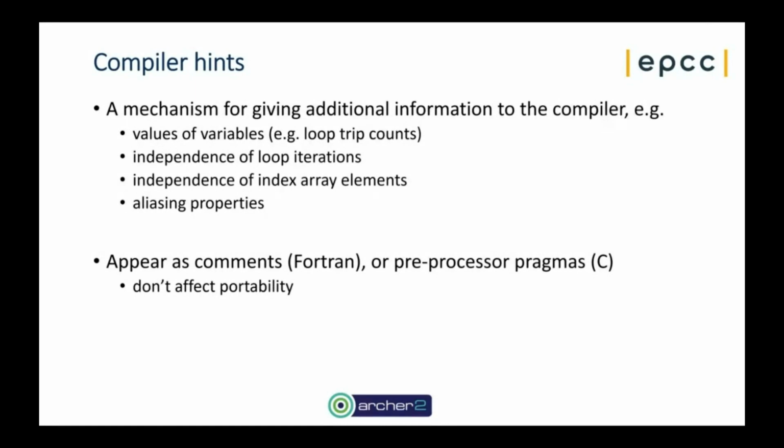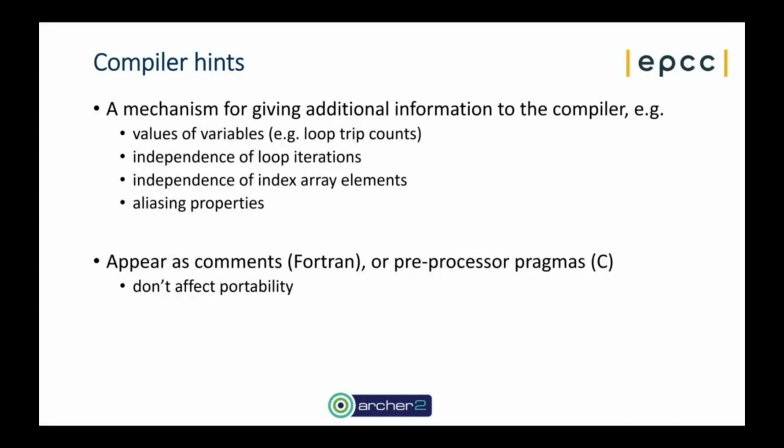There are also, as well as compiler flags, mechanisms for ways to give the compiler extra information to help it optimize your code and to help it make sure your code's correct, but in this context, to help it optimize your code. So these are often called compiler pragmas or directives. So in C, pragmas, in Fortran, directives.